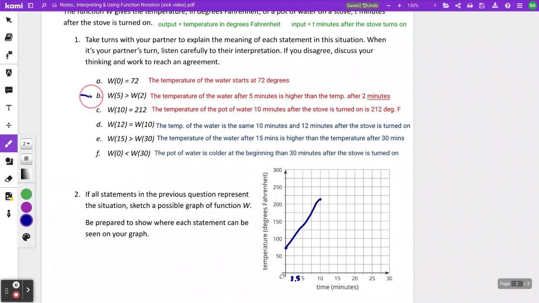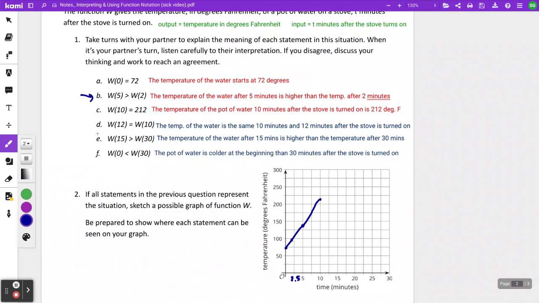I can go back and check statement B. I could see at 2 minutes and at 5 minutes, look at that. The temperature at 5 minutes is higher than the temperature at 2 minutes. At 5 minutes, according to my graph, I'm guessing it's going to be around like maybe 130 degrees. And at 2 minutes, it looks like it's around 100 degrees. So that statement B checks out.